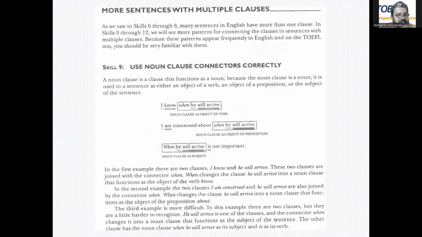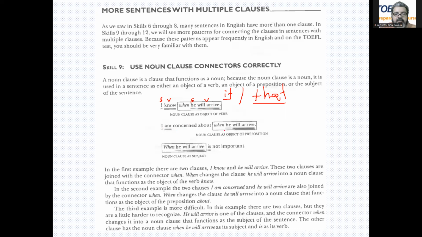For example, here, we have "I know": subject, verb. "When he will arrive." Well, we got the noun clause as the object of the verb. We got "he," subject, "will arrive," verb. But the whole thing can be substituted with a simple "it" or "that." I know when he will arrive. I know that. What do you know? When he will arrive. Oh, you know that. Okay.